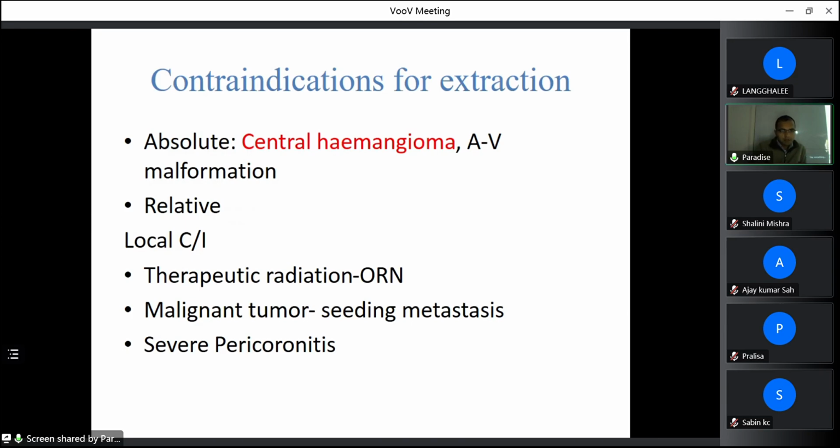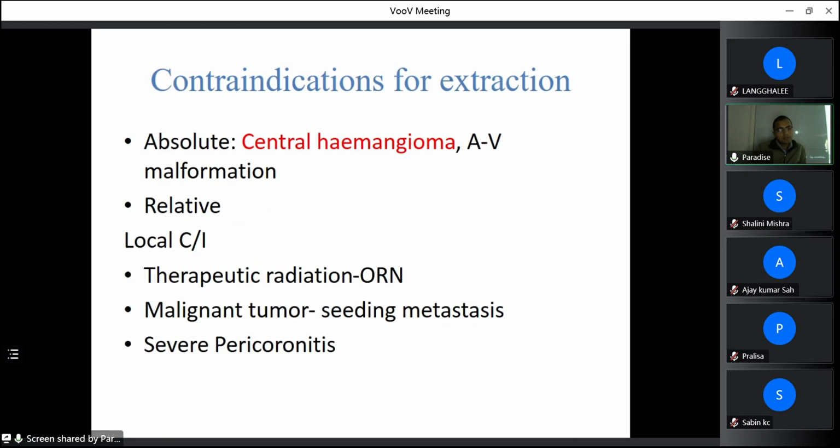Contraindications for extraction include absolute contraindications, which are central hemangioma or arteriovenous malformation, because in these cases, if you extract the tooth, there will be severe bleeding and you can't control the bleeding. Relative contraindications are local contraindications like therapeutic radiation. If the patient has undergone radiation therapy for any cancer or malignancy, then in such cases also it's better to avoid extraction because it may lead to osteoradionecrosis.